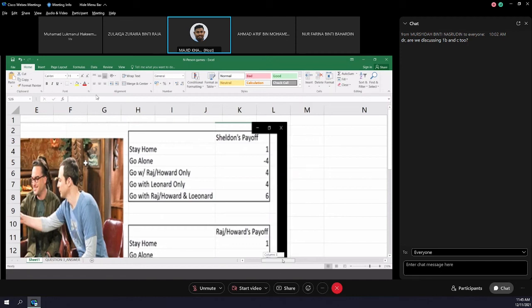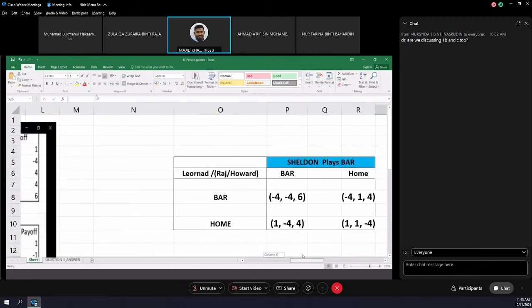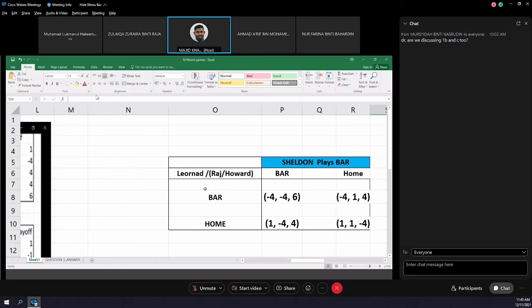That's why when I convert this game into 2 by 2, Leonard is the leader, Raj is the follower, and Sheldon is the follower. Okay, let's look. If Leonard is going to the bar, the first value refers to Leonard, the second value refers to Raj or Howard, and the third value refers to Sheldon.